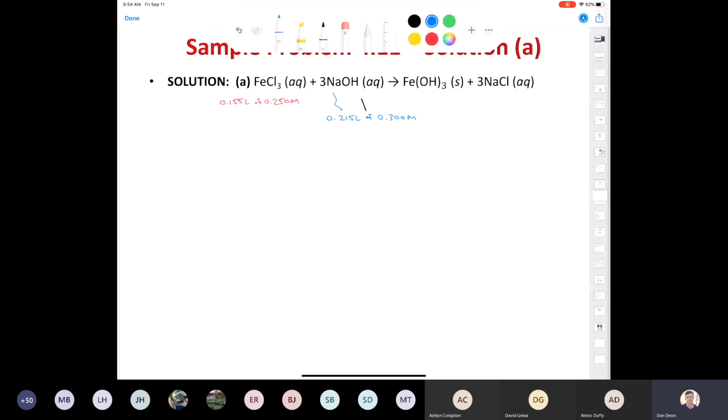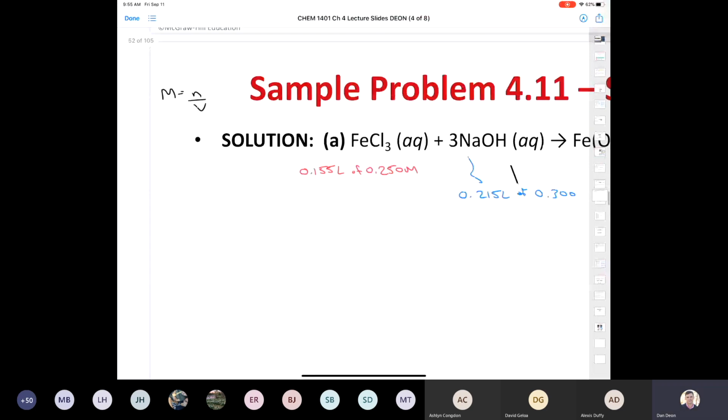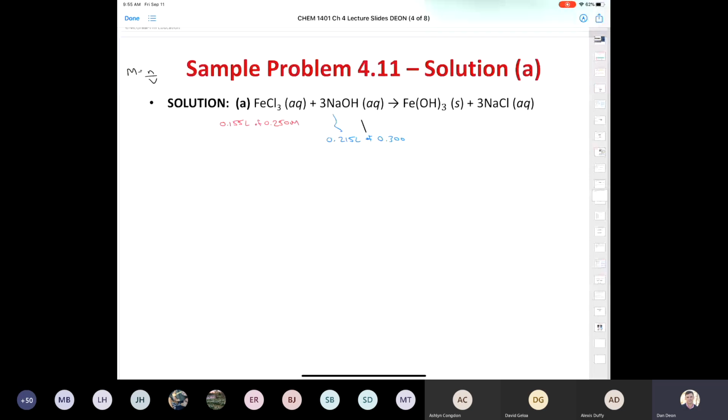Do you remember this formula that I told you the other day? That molarity is equal to the number of moles per unit volume. So that means I can rearrange that formula to get the number of moles is equal to the molarity times the volume. And so I'm going to use that formula, number of moles is equal to molarity times volume, to figure out the number of moles of iron 3 chloride and the number of moles of sodium hydroxide. Let's do just that, okay?